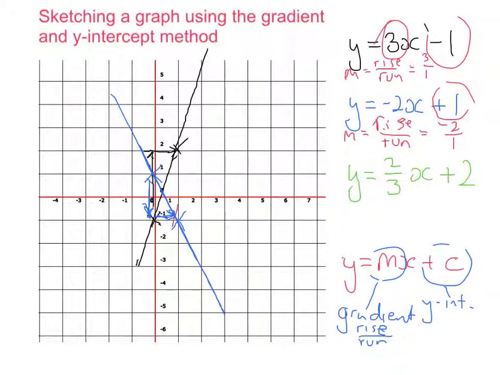Now for the third one, as we change the colour of our pen, we have a y-intercept of +2.